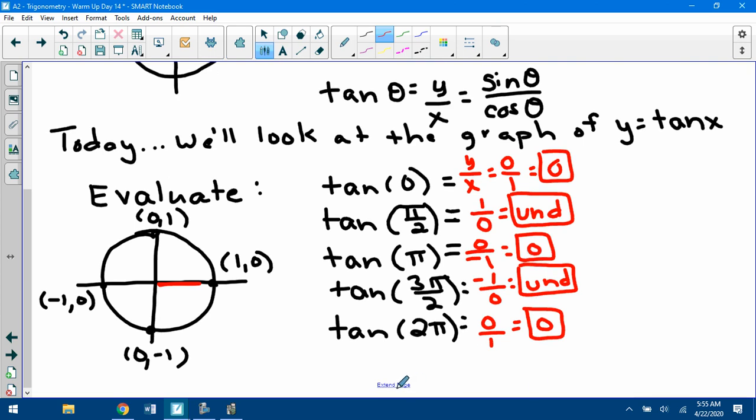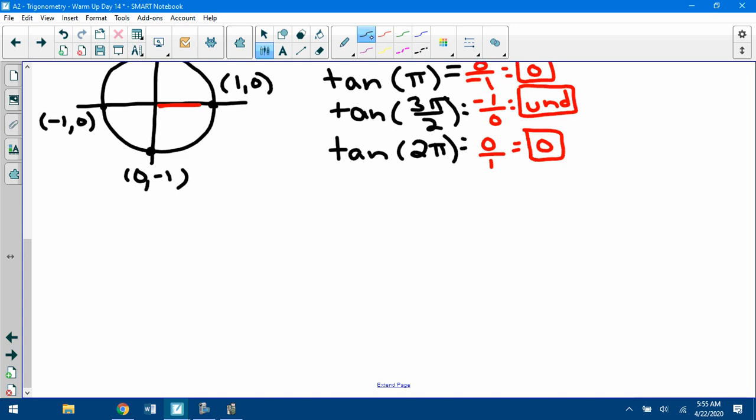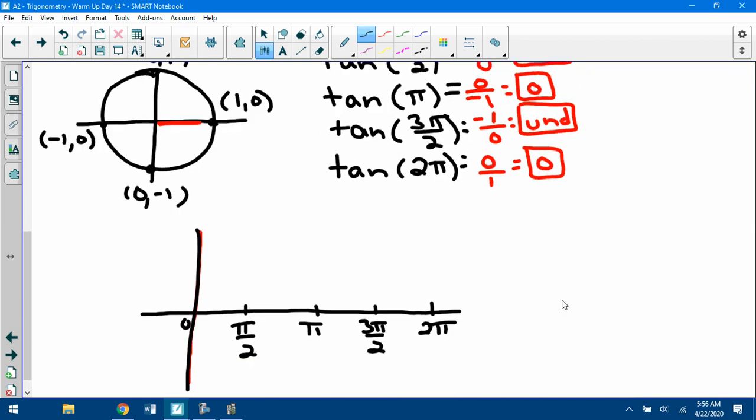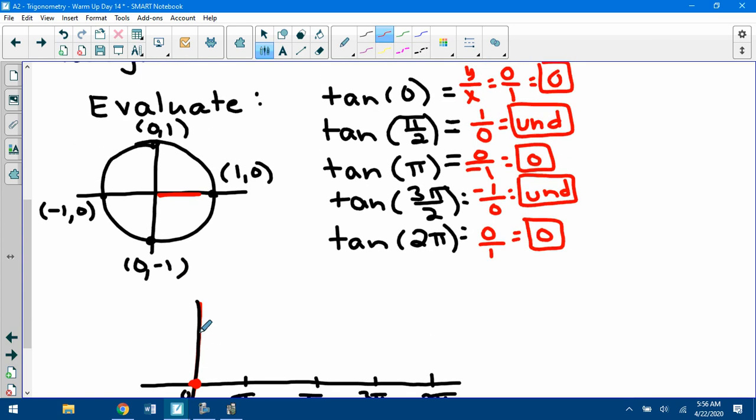Okay, so how can we use that to make a graph? Well, set up your graph. We're just going to do between 0 and 2 pi. So here's 0, pi over 2, pi, 3 pi over 2, 2 pi. Now 0 I can plot easily. So (0, 0) is going to be a point. But how do I plot undefined? This goes back a few units, but right after midterms, we started talking about what happens when the denominator is 0, when you have a fraction, a rational function essentially, and that's what this is.